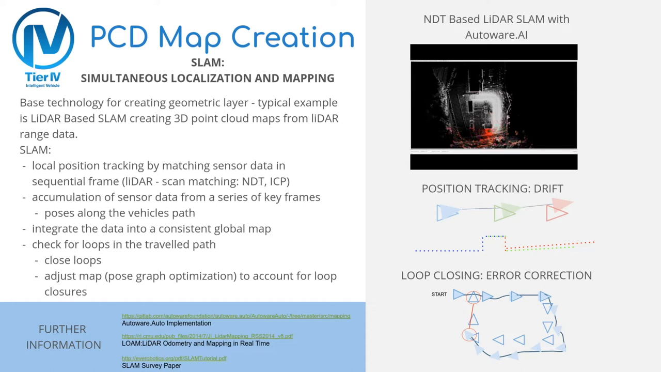The video shows NDT-based LiDAR SLAM from Autoware.ai. The vehicle moves through the environment, accumulating more map data as it forms a consistent, dense point cloud map. Further information on SLAM can be found in the links presented at the bottom, including a link to the ongoing implementation of LiDAR-based SLAM in Autoware.Auto.